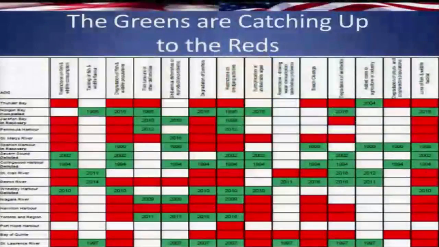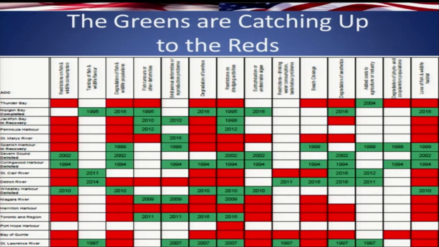I don't expect you to read this slide. The point is the color. The Canadian AOCs are listed on the vertical left axis, and the 14 beneficial uses are across the top. Impaired beneficial uses are red, restored are green. You can see that there still is more red than green across all the Canadian AOCs.